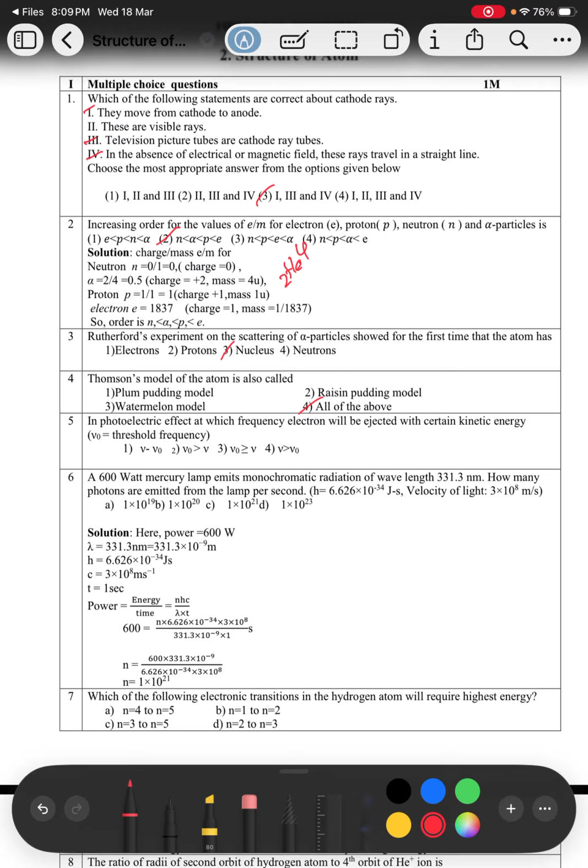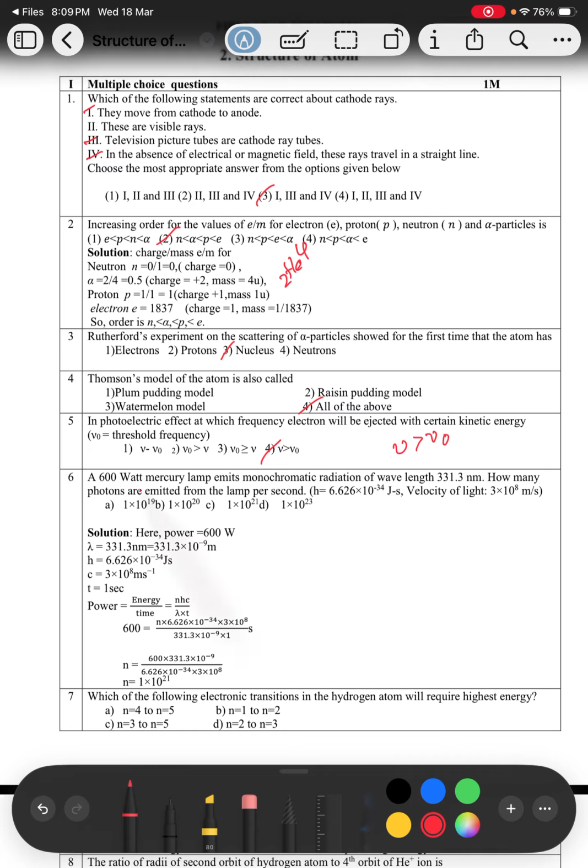In photoelectric effect, at which frequency will electron be ejected with certain kinetic energy? Nu naught means threshold frequency. Threshold frequency means the minimum frequency required for the ejection of electrons, where nu is the incident frequency. Incident frequency must be greater than the threshold frequency. Then only ejection of electrons takes place and the photoelectric effect will take place. So option 4 is the correct one.